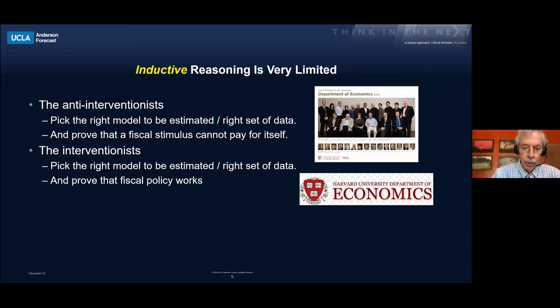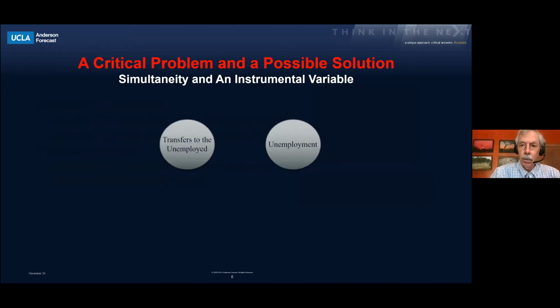There's one particularly subtle problem with drawing conclusions from non-experimental data, called simultaneity. If you think about the transfers to the unemployed, which is a form of fiscal stimulus, and unemployment, they cause each other. The transfers could actually increase the unemployment rate, and higher unemployment might come with more transfers. So you can't look at that correlation and make any conclusion. It's typically a positive correlation. That doesn't mean that transfers cause unemployment to go up.